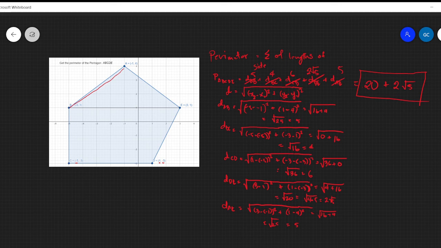So I will be giving you some other problems that are related to this problem, wherein you will be using the distance formula.